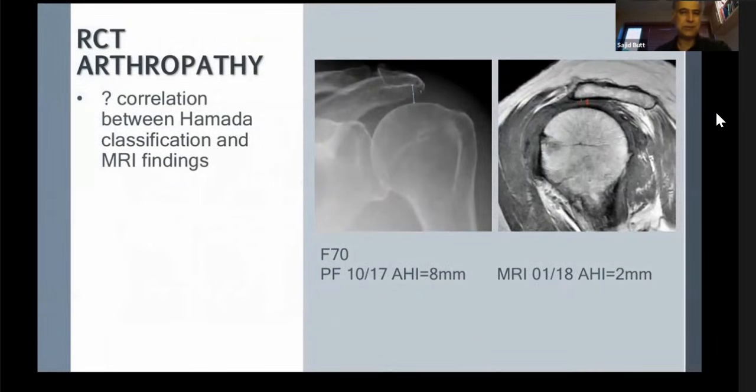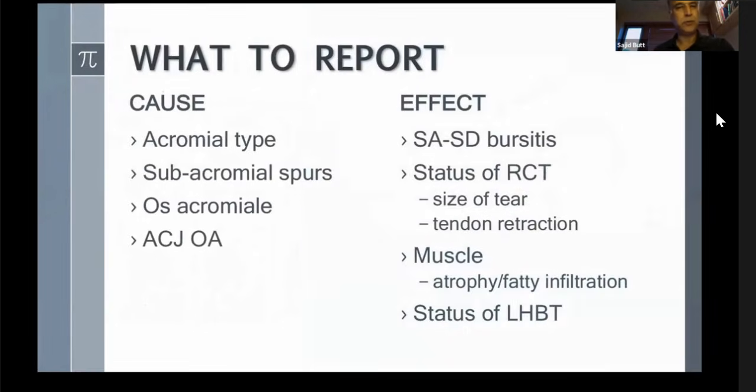We'll skip that. This is a bit of an academic discussion, whether this classification is really real or not. We can leave that. Just try and remember what I've told you a bit earlier.